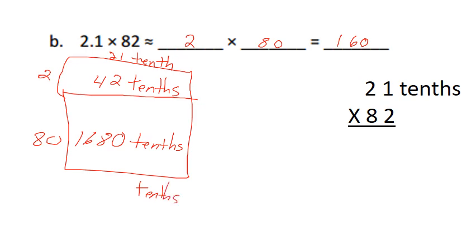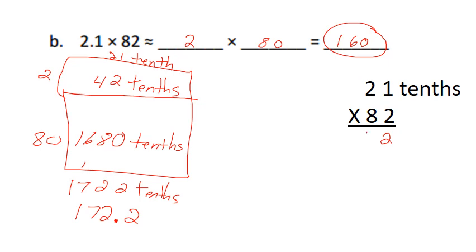When I add them together, tenths and tenths, I'm going to get tenths. When I add 2 and 0, I get 2, 4 and 8 is 12, carry the 1, 6 and 1 is 7, and our 1. So we end up with 1,722 tenths. Now we know our answer has to be close to 160. So the only reasonable place to put the decimal to be close to 160 would be between the two 2's. So we have 172 and 2 tenths.